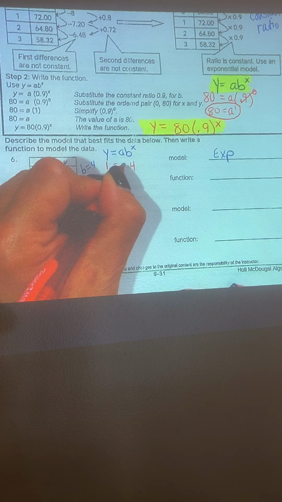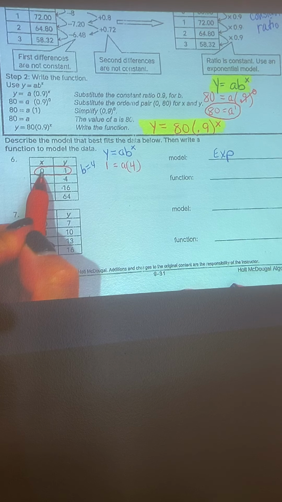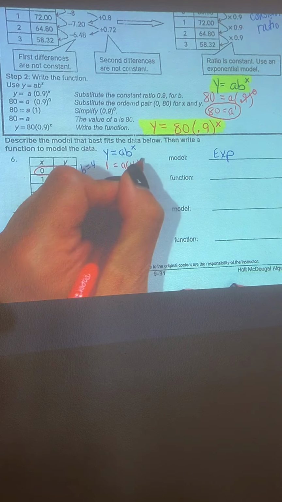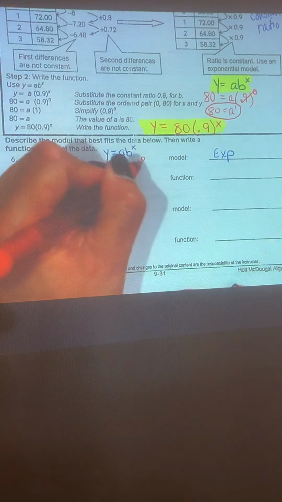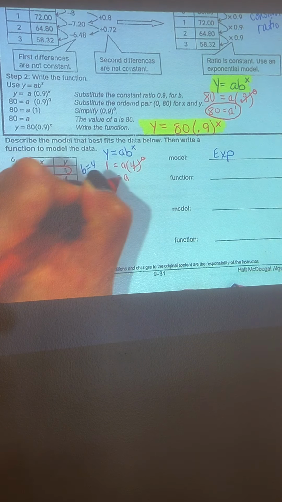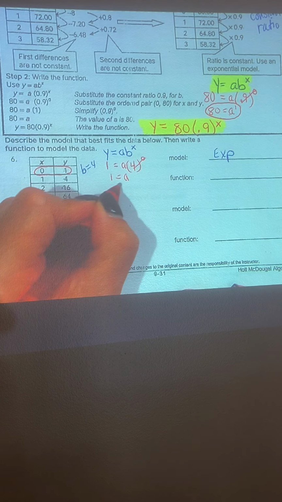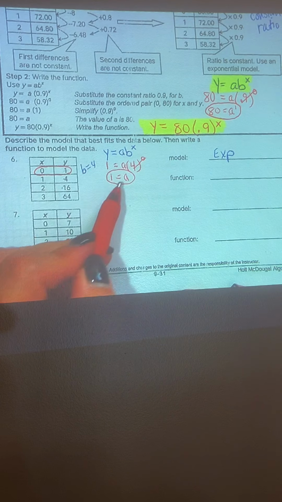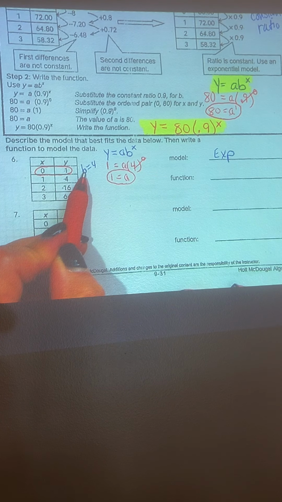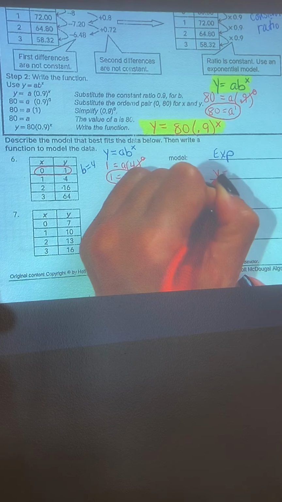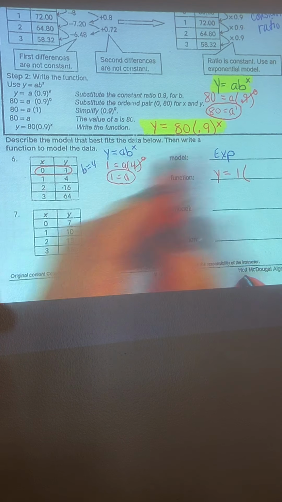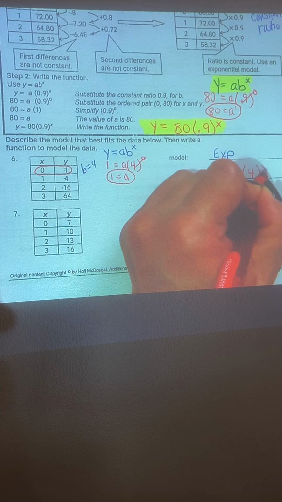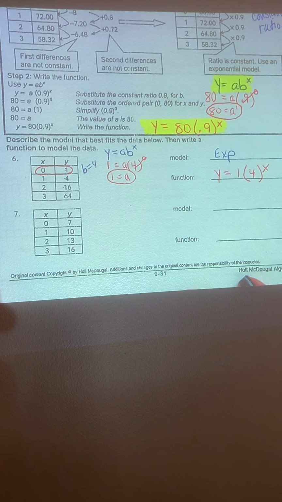Don't know what a is. We'll leave a there. And x is 0. Any number to the 0 power is 1. So a equals 1. All right, I got an a, I got a b, I'm good. Y equals a, 1, times b, 4, to the x. And I'm good.